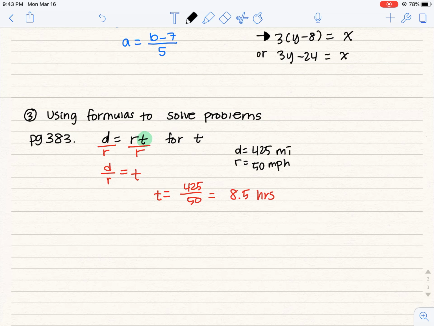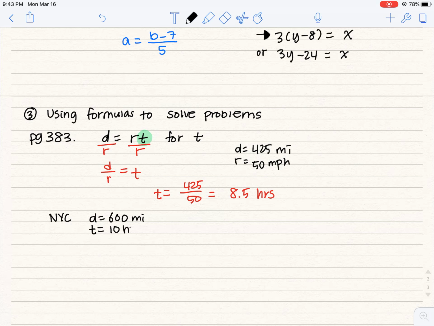How about if you want to find out rate? This is not from your textbook, so I'll be giving you another question. Let's say you're traveling to New York City, NYC, and your distance is going to be a total of 600 miles. Okay, you estimate your trip will take about 10 hours. So when you have hours, that's going to be time. And you want to find out your average speed.